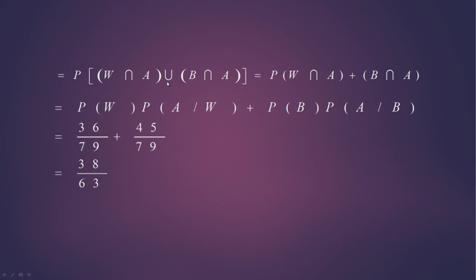And what is that? Probability of A can be written as probability of W intersection A union B intersection A. And since W and B are mutually exclusive events, W intersection A and B intersection A are also mutually exclusive. And that is why this can be written as probability of W intersection A plus probability of B intersection A. So, this can be written as probability of W into probability of A given W plus probability of B into probability of A given B.